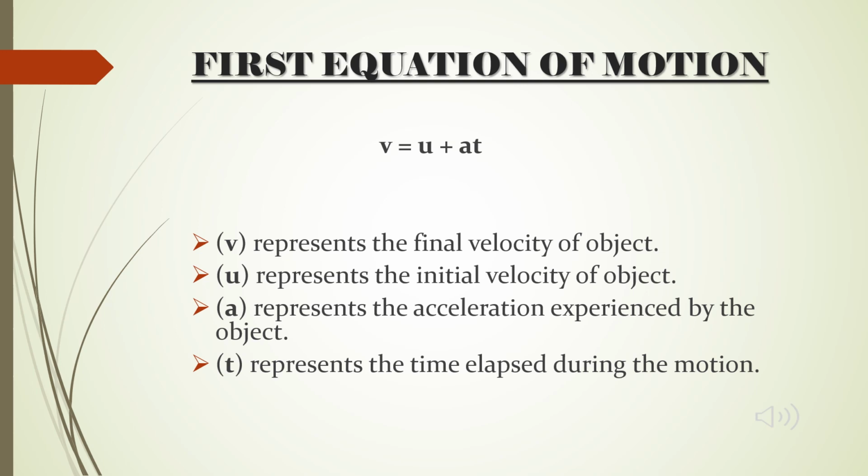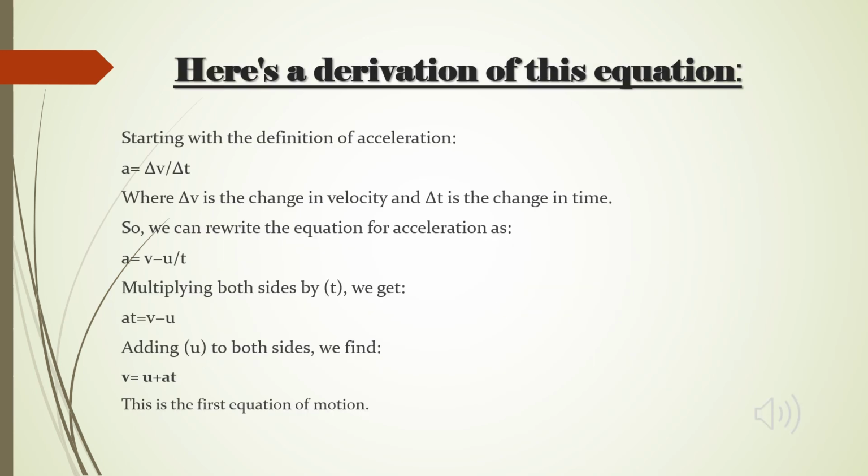v represents the final velocity of the object. u represents the initial velocity of the object. a represents the acceleration experienced by the object, and t represents the time elapsed during the motion. Here is the derivation of the first equation of motion.